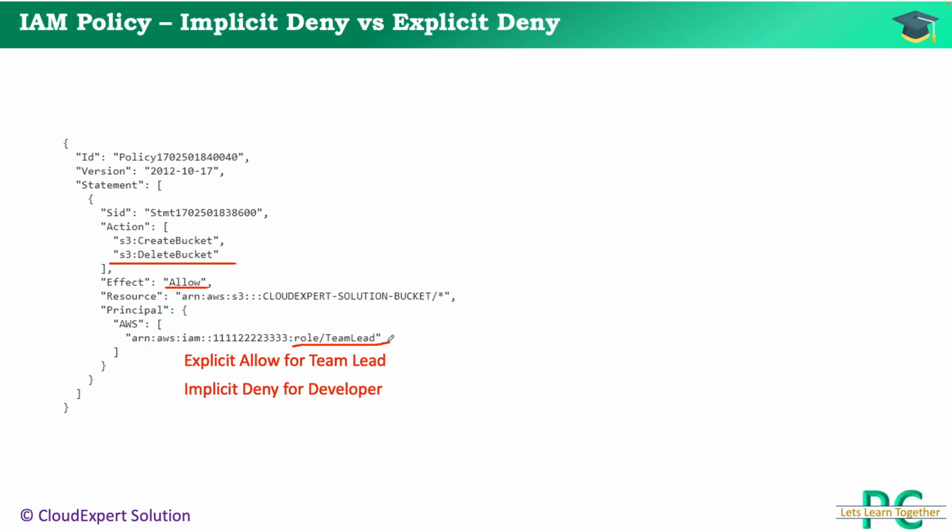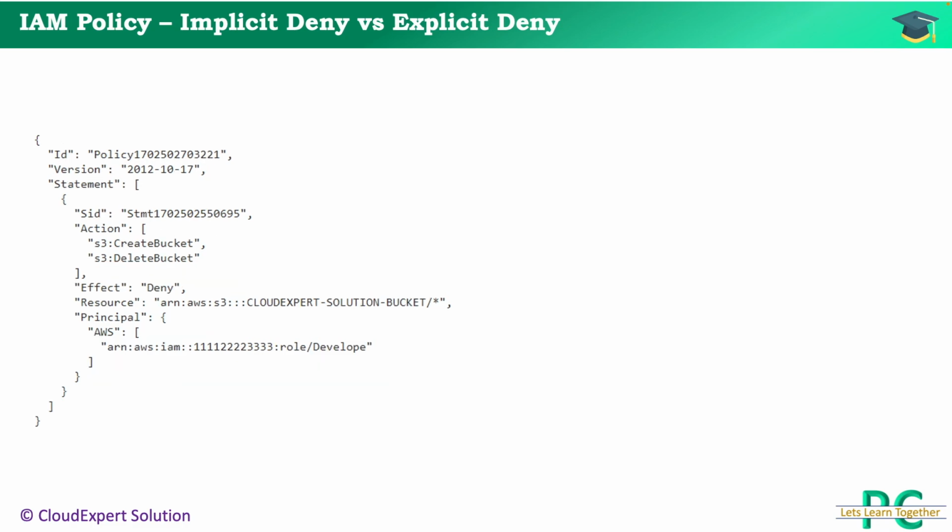In IAM policies, if you do not explicitly mention any allow, by default it will deny, and this deny is called implicit deny. That means we did not specify the deny, but at the same time we haven't explicitly specified allow. That is why it is denying. Please remember, whenever you are creating a policy, if you are not explicitly allowing any permission, AWS will not allow that IAM principal or IAM user or IAM role to access that resource.